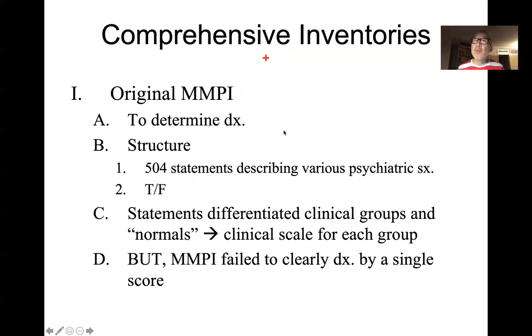Okay, in terms of comprehensive inventories, the one I'm going to be talking about is the one that's most used in the world, the Minnesota Multiphasic Personality Inventory, or MMPI. And let me just take a green tea break.